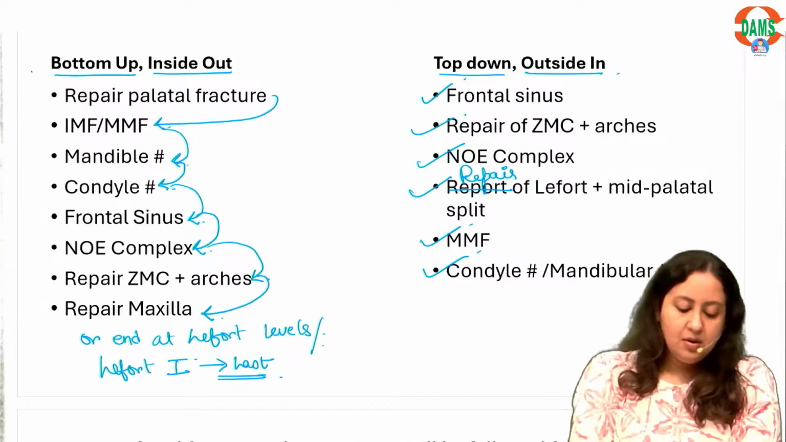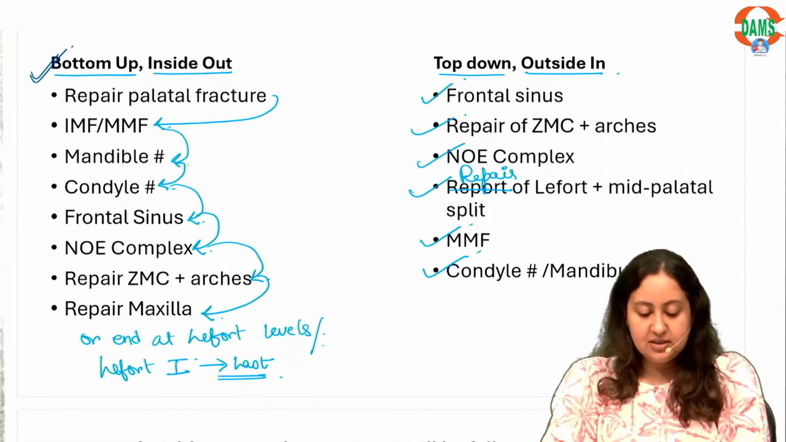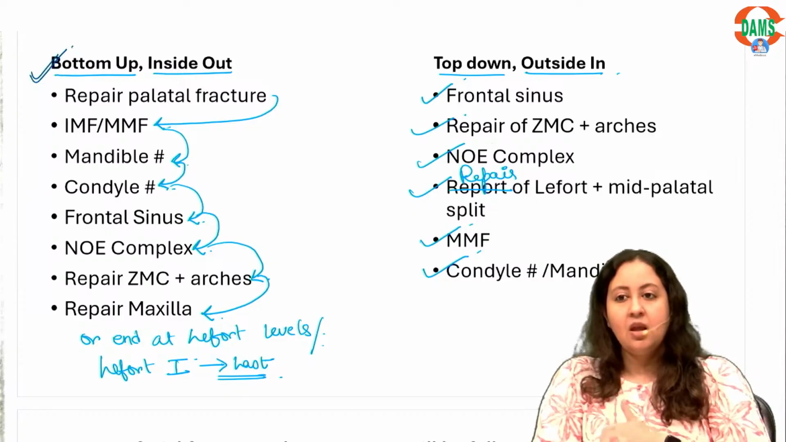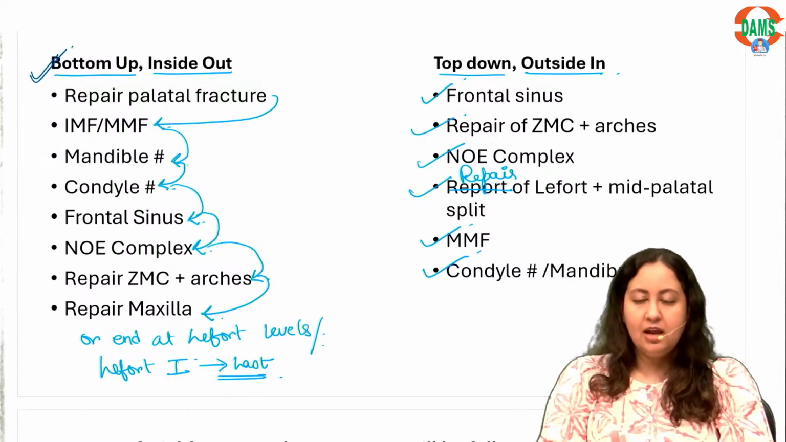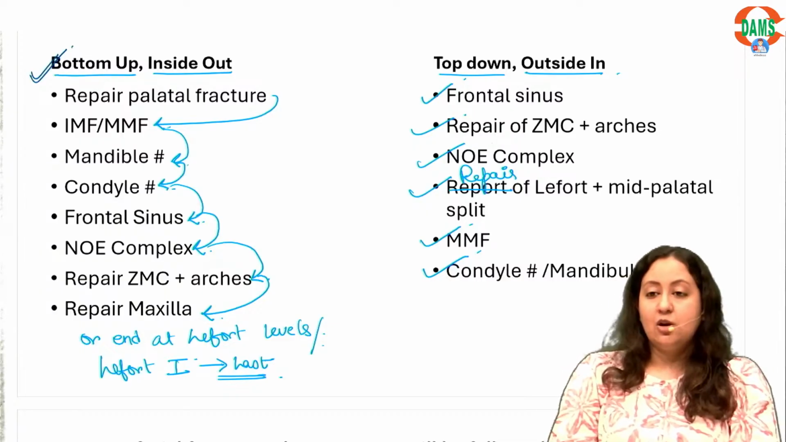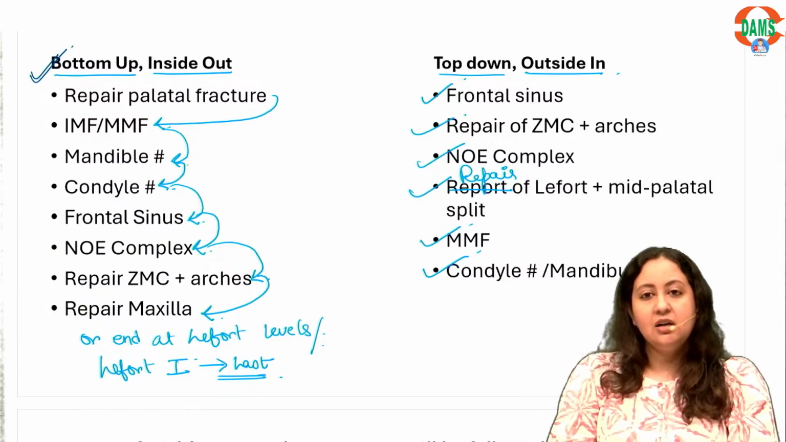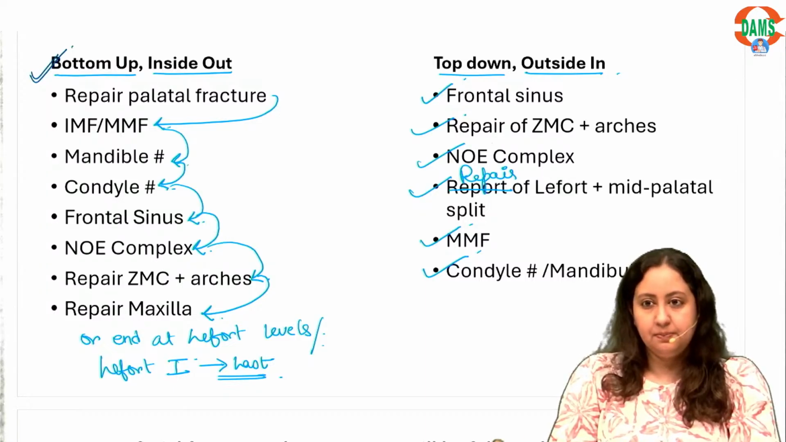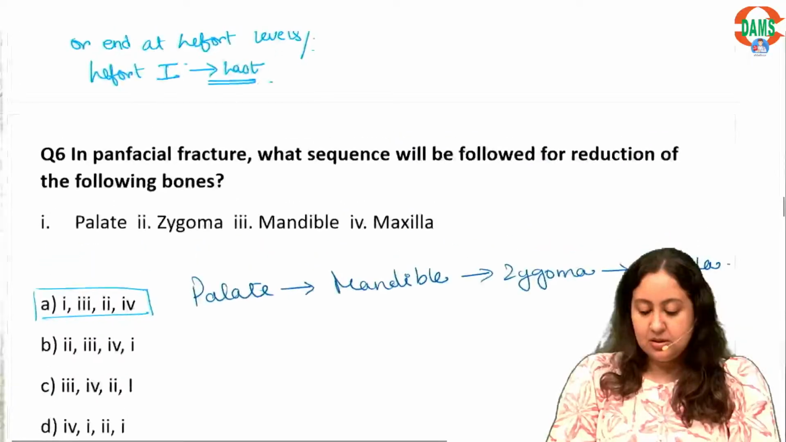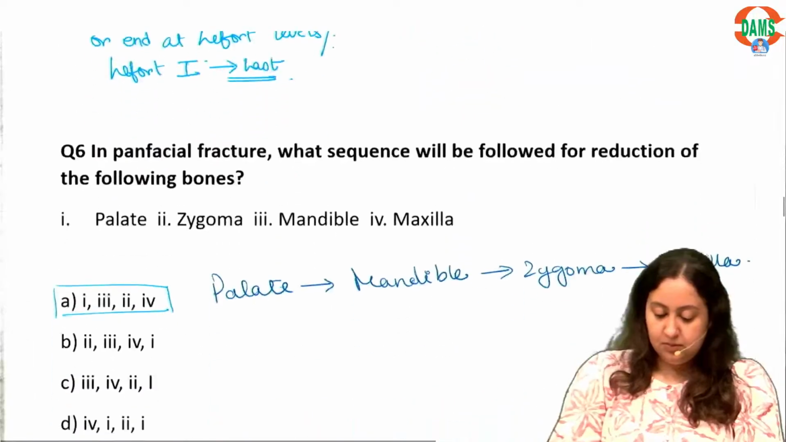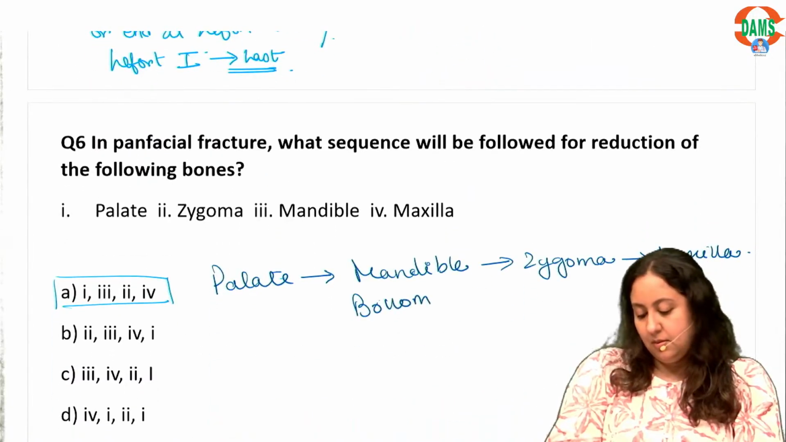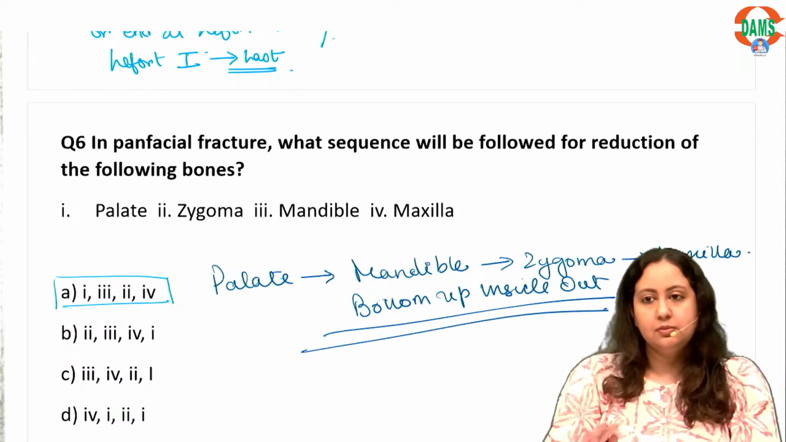So this is bottom up, inside out. It says we repair the palate first, followed by IMF or MMF, followed by mandible and condyles, followed by frontal sinus, NOE complex, the zygomatic complex, and finally we end at Le Fort levels or at maxilla. So this is your sequence. Bottom up, inside out. Okay.